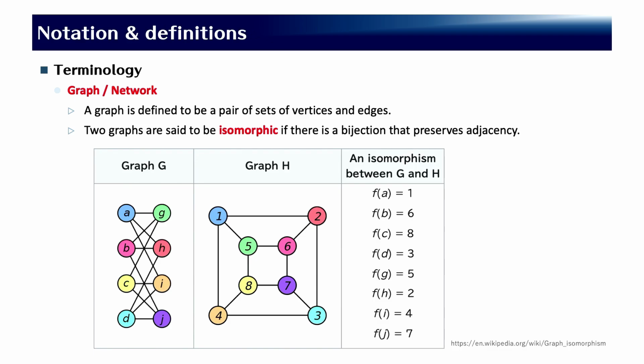Okay, so before formally stating those problems, I'll explain necessary mathematical terms and notation. A graph is defined to be a pair of sets of vertices and edges, and two graphs are called isomorphic if there exists a bijection that preserves adjacency. So informally, as illustrated here, two graphs can be considered to be the same graph even if they look very different.